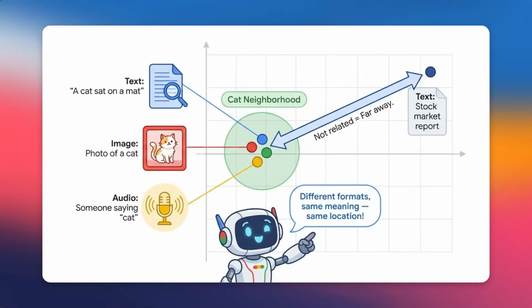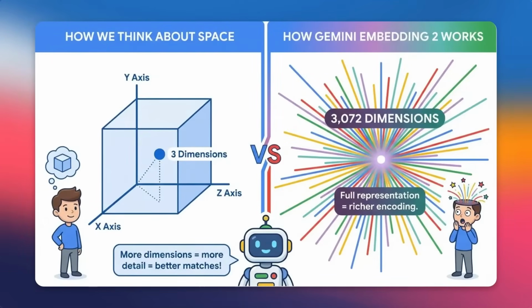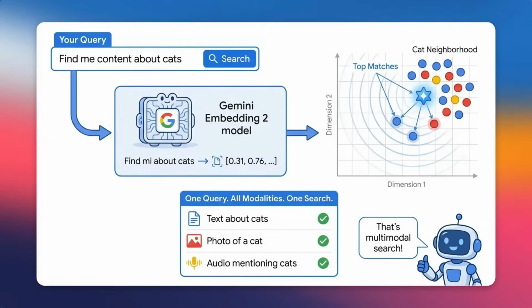Meaning, if I've got some text about a cat, an image of a cat, and some speech talking about a cat, they're all going to be in roughly the same location. When we think of space, we tend to think in 3 dimensions, but for a model like this, the full representations are over 3,000 dimensions. That's what allows it to encode things so well, so that when you do similarity lookups, you can find content that relates to your specific query.